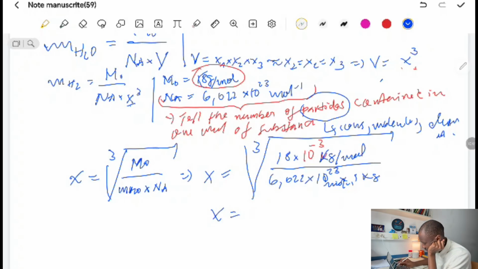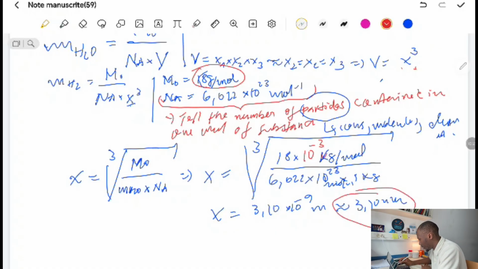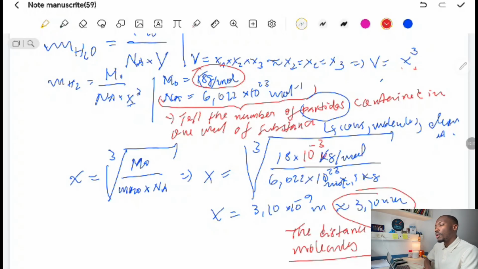Okay, and if you do the calculation on this, we'll find out that the x here is actually equivalent to 310 times 10 to the power of minus 9 meters, equivalent to 310 nanometers. Okay, so this value here is actually the distance of molecules in water. That's the distance of the molecules in water. Thank you.